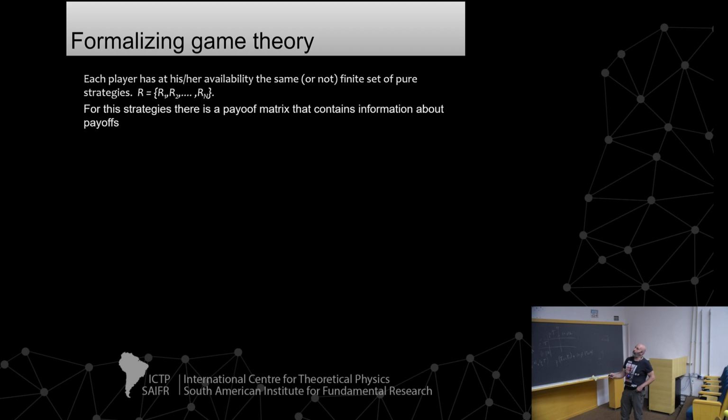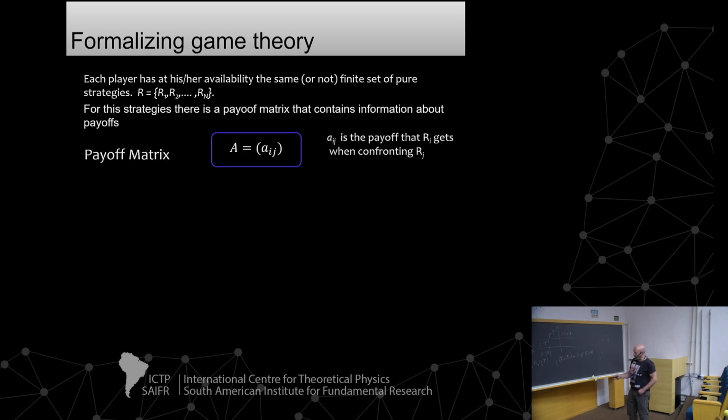Suppose that we have this situation. Each player has at his or her availability the same finite set of pure strategies. I will call R the set of strategies, so R1 to Rn are all the available strategies to the players. For these strategies, there is a payoff matrix that contains information about the payoff.